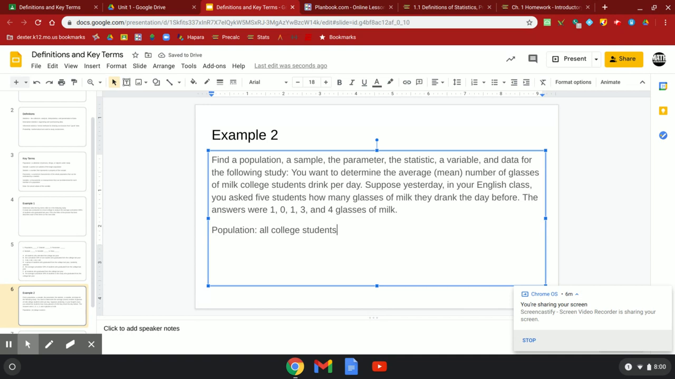Okay. All college students. I love the word all in there when we're talking about population. Okay. Next up is sample. Now, sample is just going to be a subset of that population. That's where I got those 5 English students, the 5 English students I asked in class.